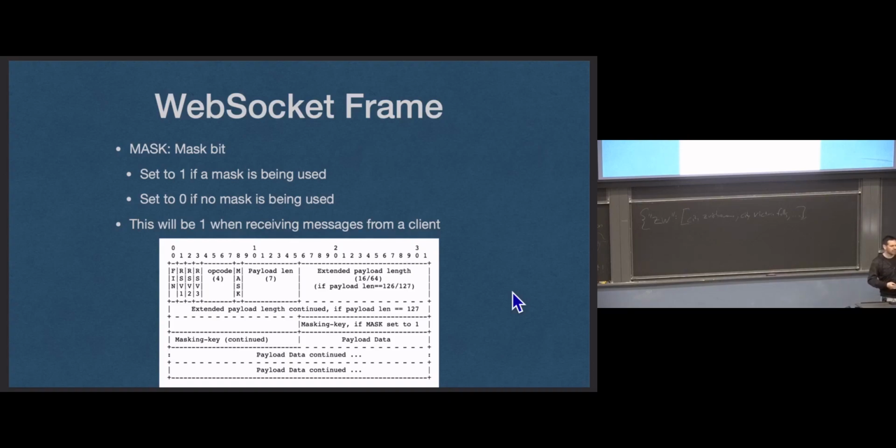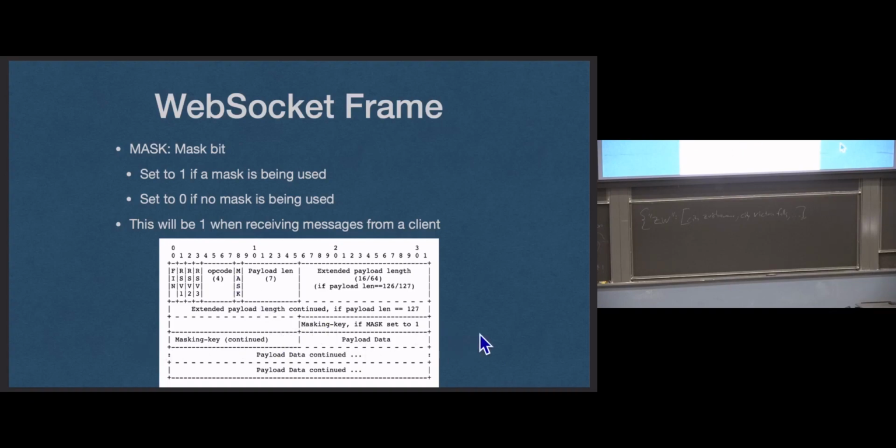Anyway, next is the mask bit. This is either 1 if a mask is being used or a 0 if it's not. And if this is 1, then there will be a 4-byte masking key here. If it's 0, this key doesn't exist. This will always be 1 when you're receiving a frame, and it will always be 0 when you're sending a frame. So whenever you're creating frames, this is always 0, and this doesn't exist. When you're receiving frames, this will always be 1, and this will exist.